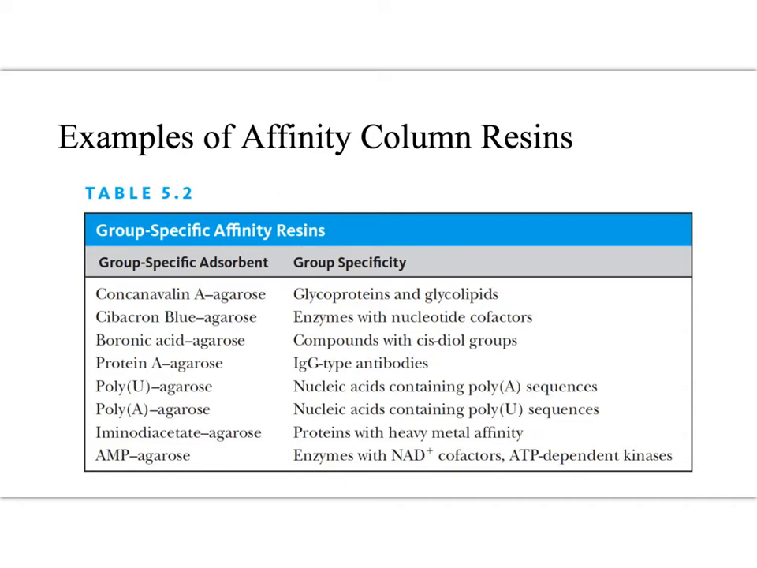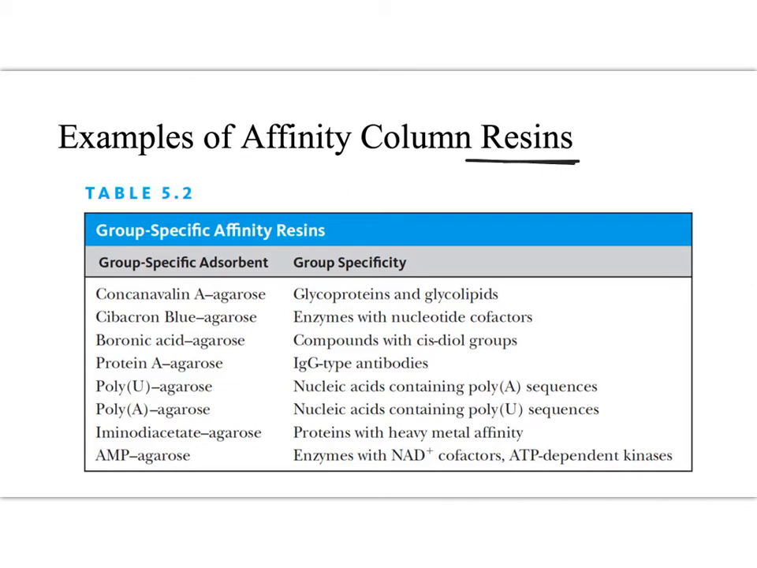So there are different types of affinity columns that we use. The resin is really referring to what type of bead is present. Again, that's going to be chosen based on what the functional group on the protein of interest is, or what functional group that protein of interest will bind.